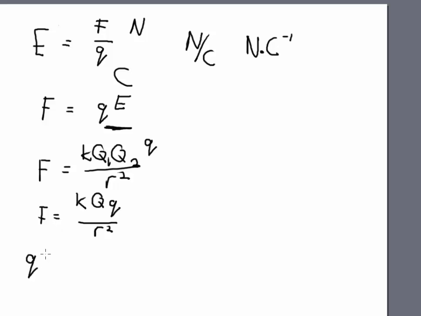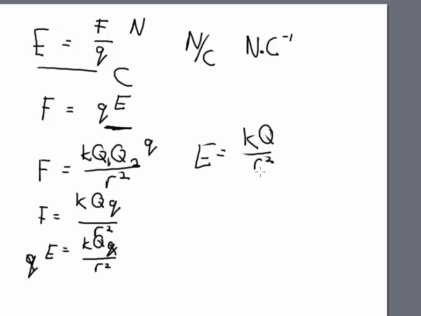So I can also say that QE is now equal to K capital Q times small case q over R squared. And now you'll see we have a situation where we can cancel small case q on both sides. And that's why I said the point charge's magnitude or size doesn't really matter, because we cancel it out on both sides. And now we have another formula that we can use for electric field. Remember, we started by saying E equals F over q, and now we can also say that E is going to equal K times Q over R squared.